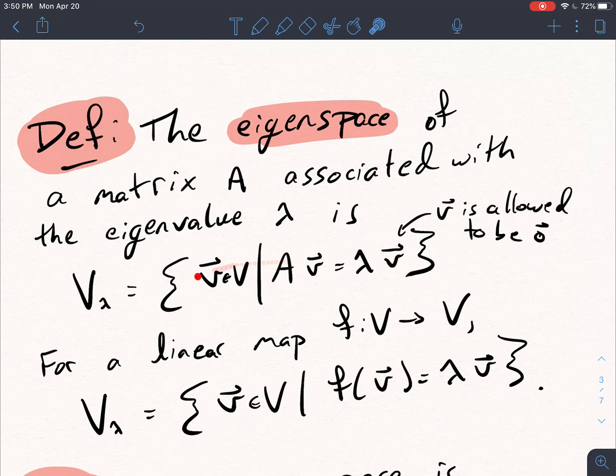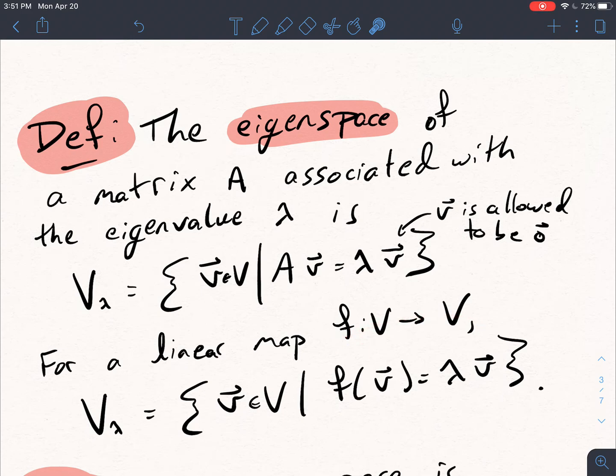So this set in particular is always going to be non-empty, but if lambda is an eigenvalue, then that means that there is a non-zero eigenvector, and so this set would have more things than just the zero vector in there.